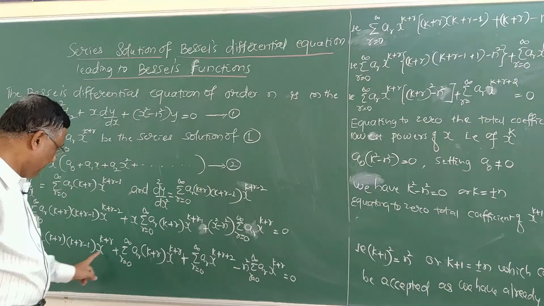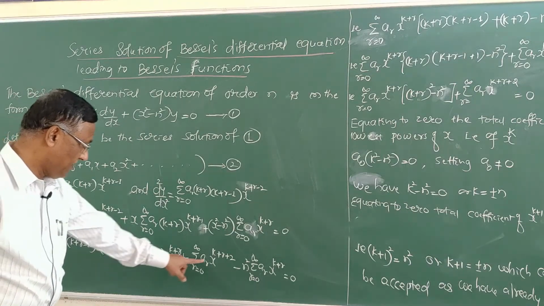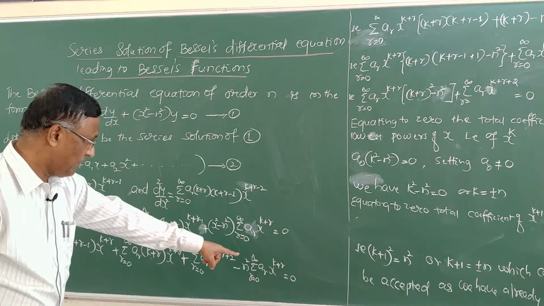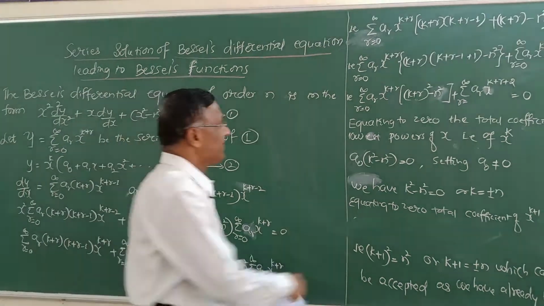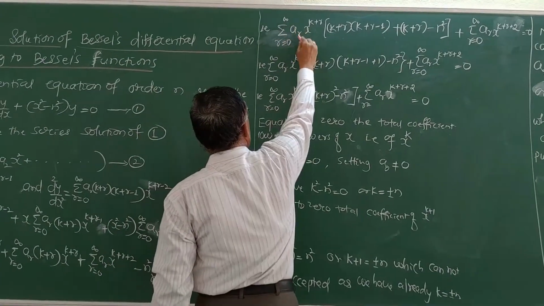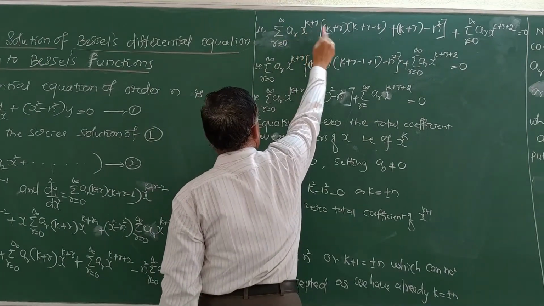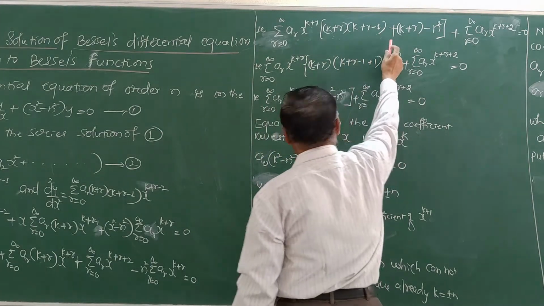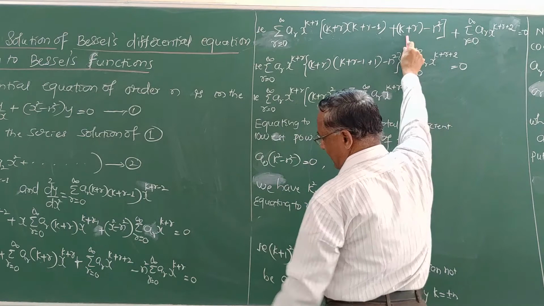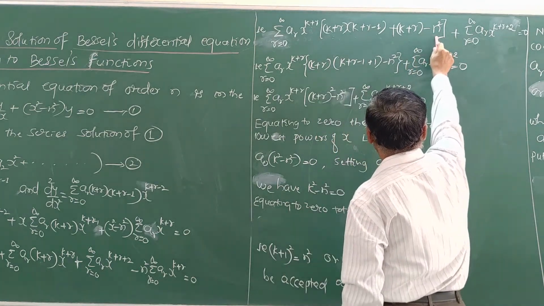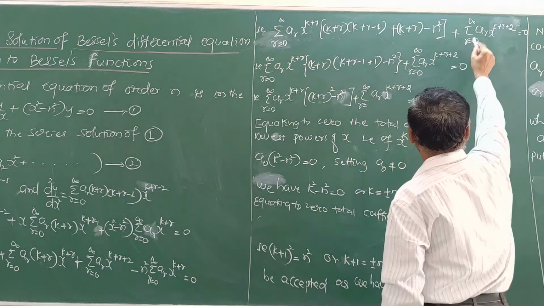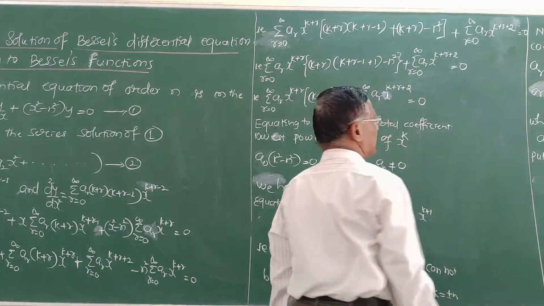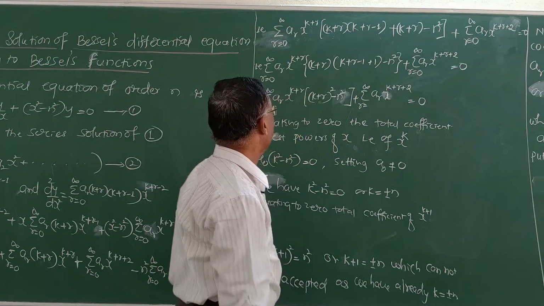Now we can simplify by collecting the terms containing x raised to k plus r. There are 3 terms containing x raised to k plus r. Those are summation from r equal to 0 to infinity ar into x raised to k plus r into bracket (k plus r) into (k plus r minus 1) plus, from the second term, it is k plus r, then from the last term it is minus n square, plus the remaining term, summation from r equal to 0 to infinity ar into x raised to k plus r plus 2 equal to 0.